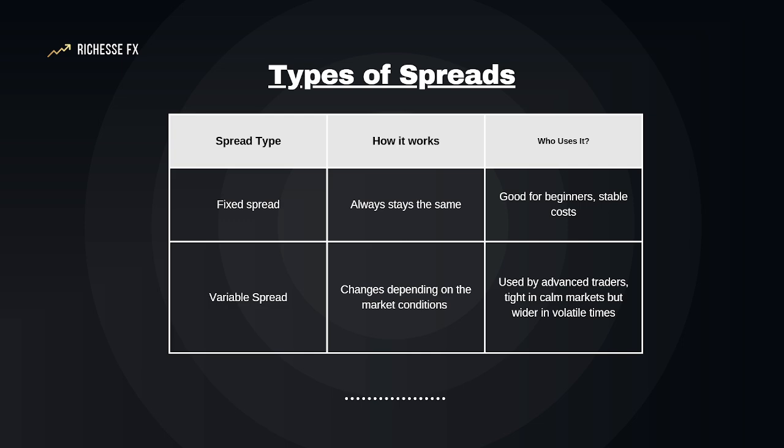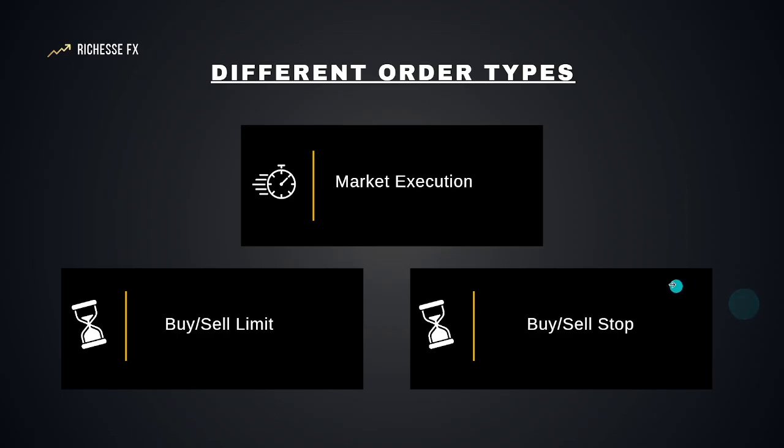the low spread times. Again, if you don't trade news, then you're calm. Variable spread probably is a better way. Used by advanced traders, tight in calm markets, but wider in volatile times. So if you do trade in tighter markets, there is going to be tighter spread. So that is why variable is something that I trade. But again, as a beginner, staying on fixed spread, I think is quite vital.